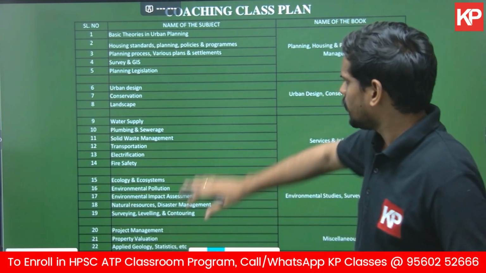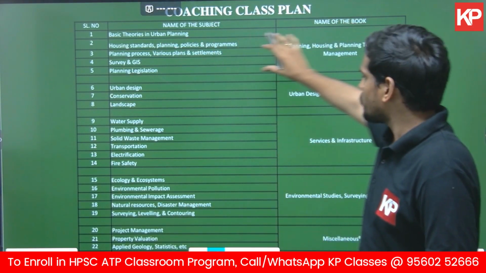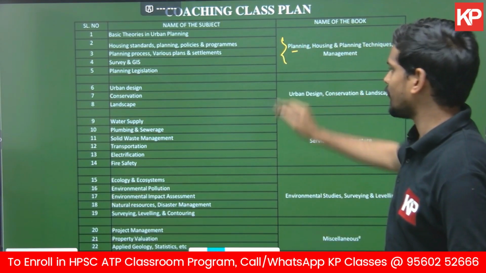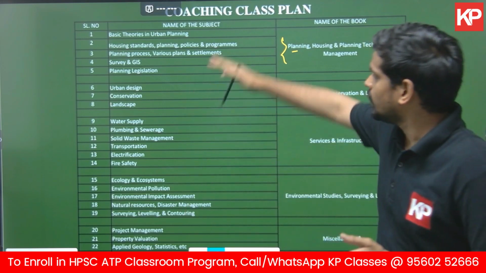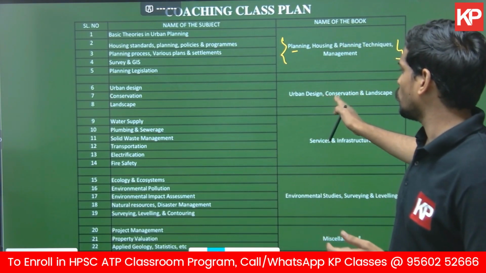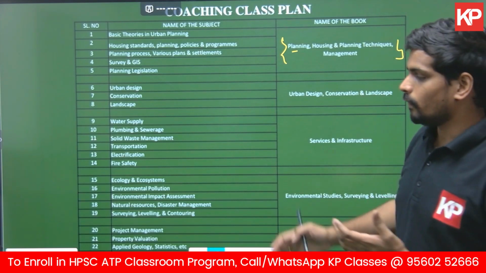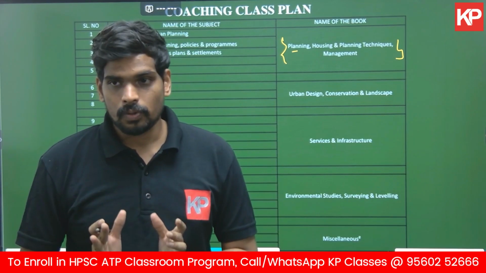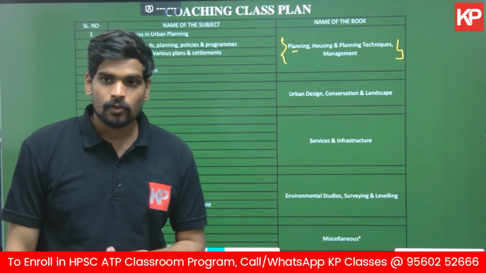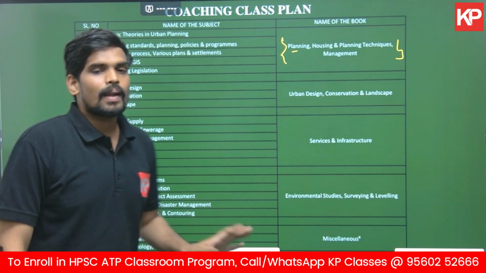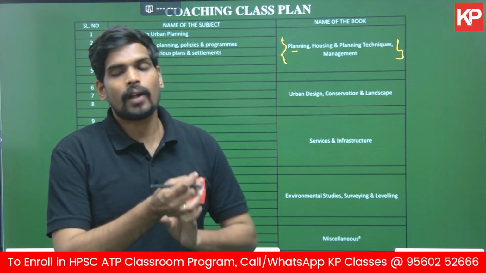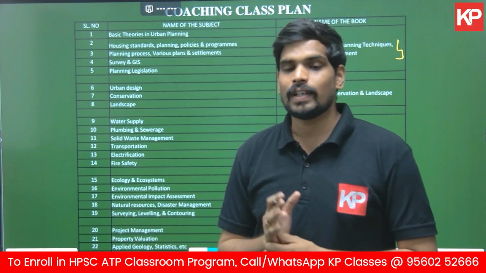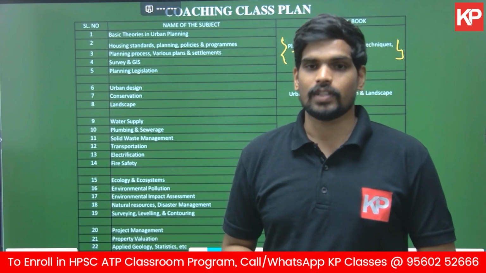For example, if you look into the first 5 subjects, these 5 subjects are a part of a book by the name Planning, Housing, Planning Technique Management. So in this book you will cover these 5 subjects. Then you have these 3 subjects in the next book, Urban Design, Conservation and Landscape. We are going to provide you study material, which will be dispatched and delivered to you as hard copy printed study material once you enroll into this course, and it will include all the subjects which we are going to cover, which are a part of the official syllabus of the HPSC Assistant Town Planner, and will also cover the content in the 2019 question paper.